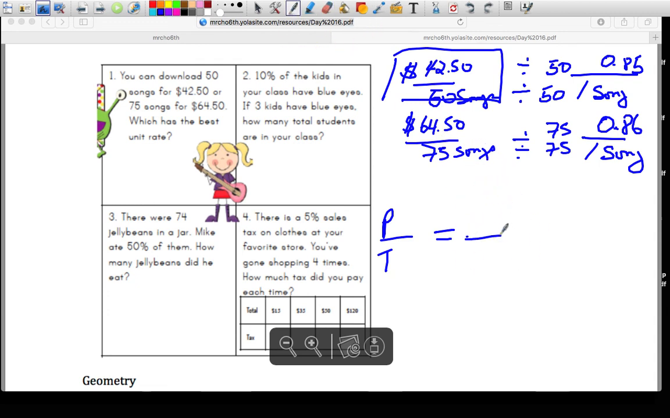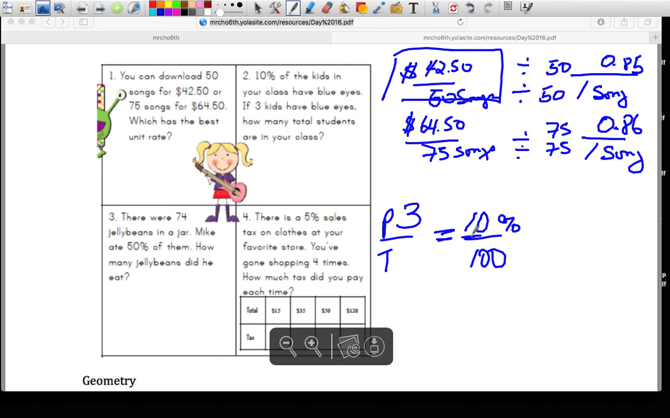Okay, so percent over 100. That's how you fill this in. 10% of the kids I have, so I know it's 10%. Over 100. Why did I write 100 all the way to the side like that? I have no idea, so let's move it back. 10%, and that percent means 3 kids. All right? So is there a relationship between 3 and 10?